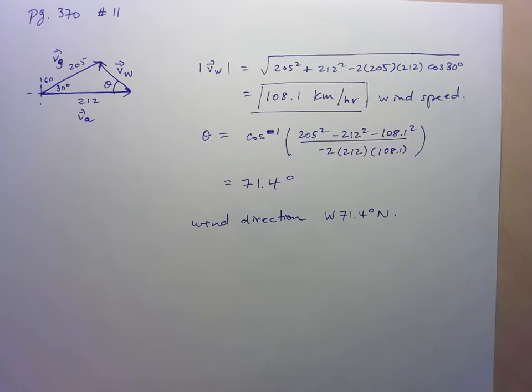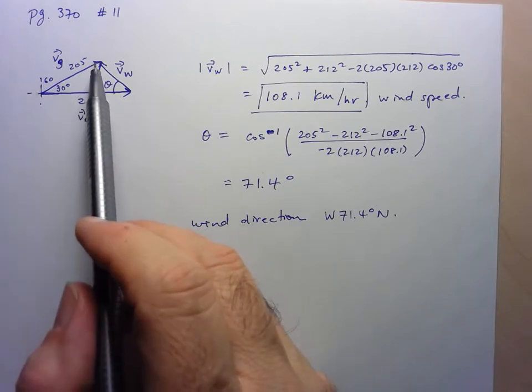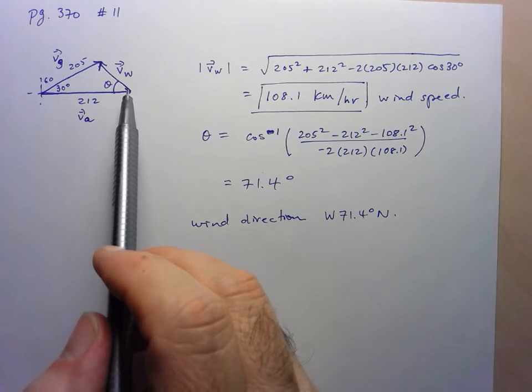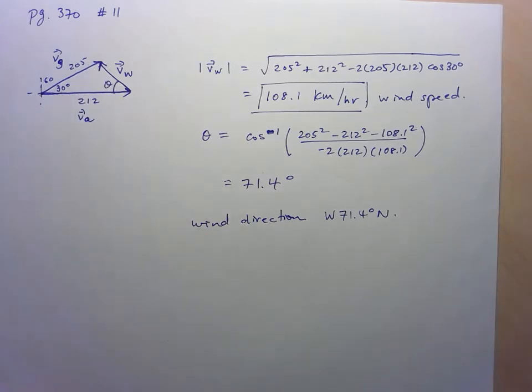So again, just to recap this problem here, the main thing was to understand that this vector here had to be the resultant vector, meaning that the air velocity and the wind velocity had to add up together to give us this resultant velocity. Okay, that's it for this one.